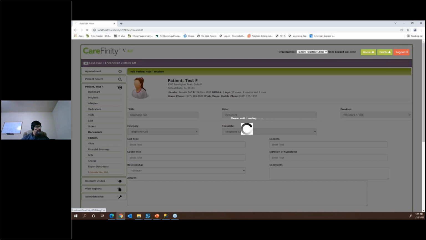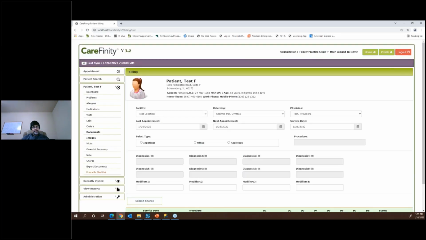Same thing with charges. You have the ability to create charges from within here. So if I wanted to capture those visit charges from within CareFinity, I could do that. I could capture those charges. And again, when connectivity is restored, those charges can be pushed back into your EHR and made available there. So that's a quick overview of CareFinity.